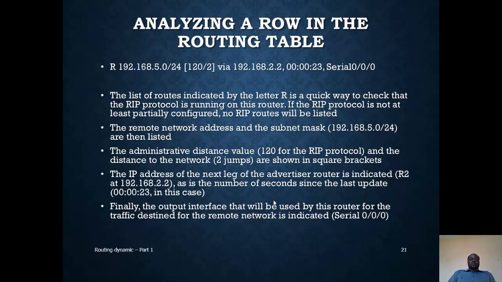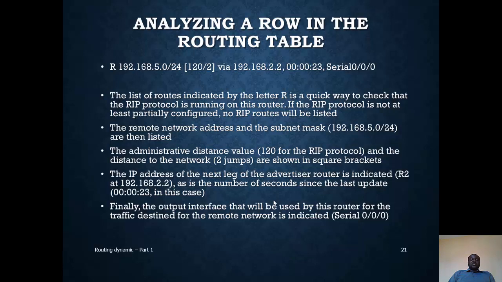Analyzing a row in the routing table. For example, if you want to analyze a row in the routing table, you will see a router that has this IP address mentioned here, and it is connected via this other address and this serial port. The routes indicated by the letter R are a quick way to check that the Routing Information Protocol is running on this router. If the RIP protocol is not properly configured, no RIP route will be listed. The remote network address and the subnet mask are then listed.